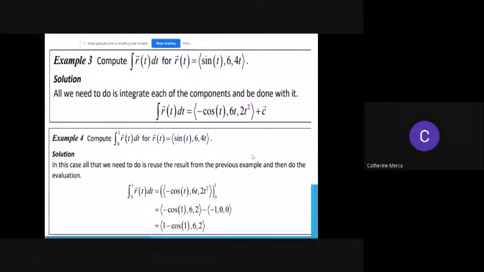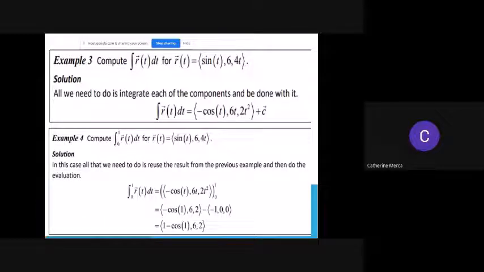Example 3, compute for the integral of r of t dt for r of t is the given vector function, sine t, 6, square root of t. So integrate each of the components. So anong integral ng sine t? Okay? Can you remember anong integral ng sine t? Anyone? Basic yan siya. So sinong makarecall?